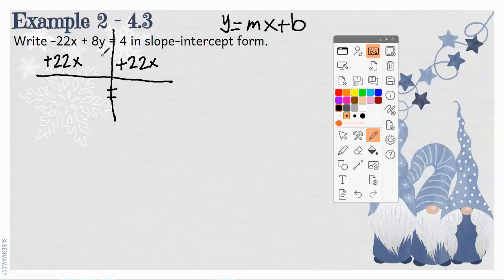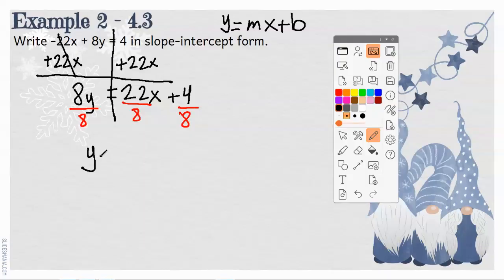Now, you can't do 4 plus 22x. So what we're going to do after this cancels out, and we bring down our 8y. Remember, we want mx plus b. We want the x to be first. So I'm going to write 22x. And now that's a positive 4, so we're going to write plus 4. We've got to have something in between these, so we made it a plus. Now, to solve for y, because we want y by itself, we are going to divide by the number in front of the y. So I'm going to divide every single thing by 8.